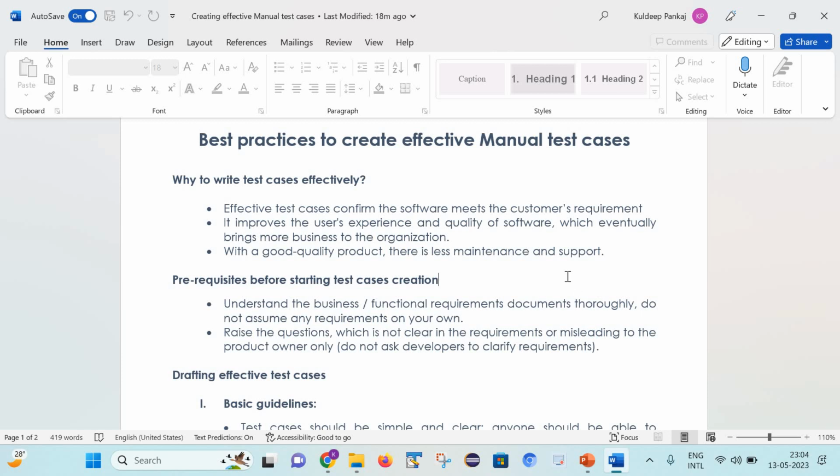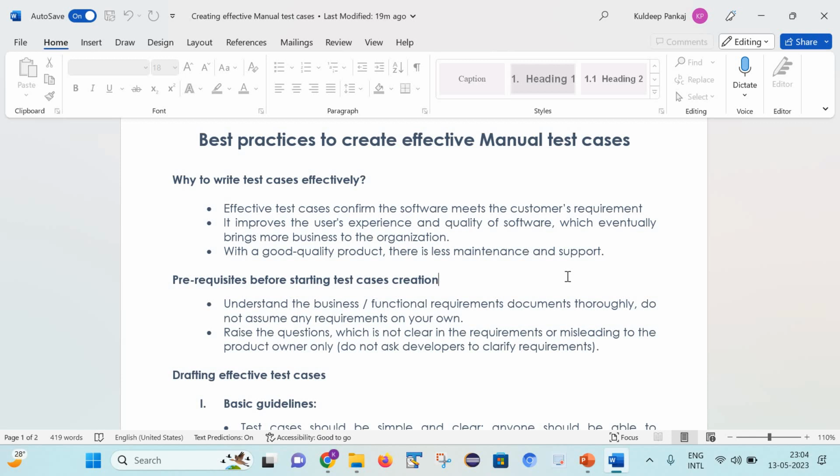So let's see now what the prerequisites are before starting test case creation. First, understand the business functional requirement and document it thoroughly. Do not assume any requirement on your own, and in case any requirement is misleading or not clear, then ask those questions to the product owner. Do not ask the developer to clarify the requirement.